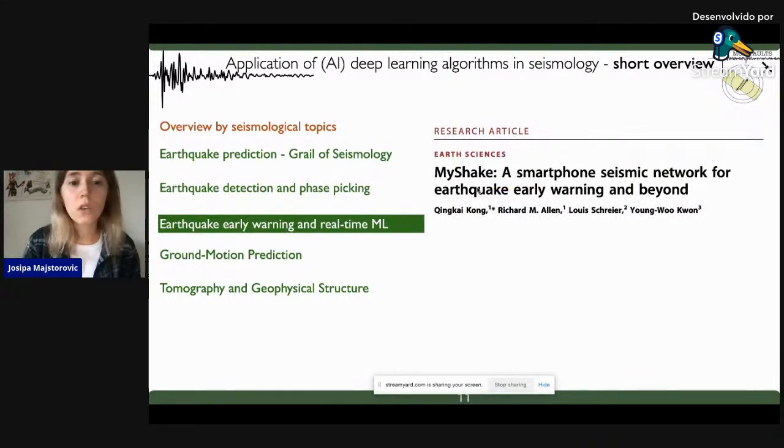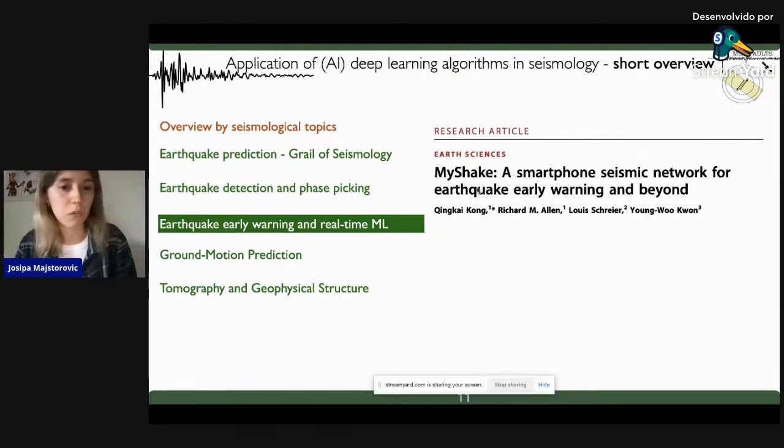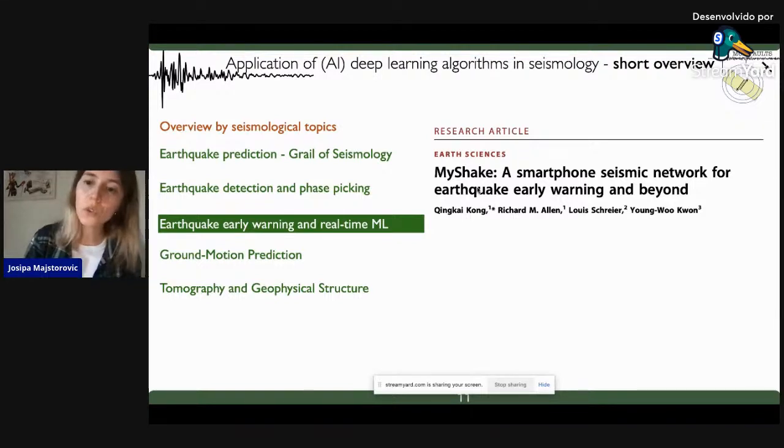Next, earthquake early warning and real-time machine learning. The main goal in these studies is to have a model that can tell you, based on just the first, let's say, 4 seconds of the P arrival, whether the earthquake that is happening in real time is going to be big or small. And based on these estimates, give out an early warning for a possible tsunami, for example. I found an interesting paper by Kong and collaborators. They developed the MyShake deep learning model, where they use a seismic network of smartphones to provide an earthquake early warning system, based on quite interesting deep learning models.